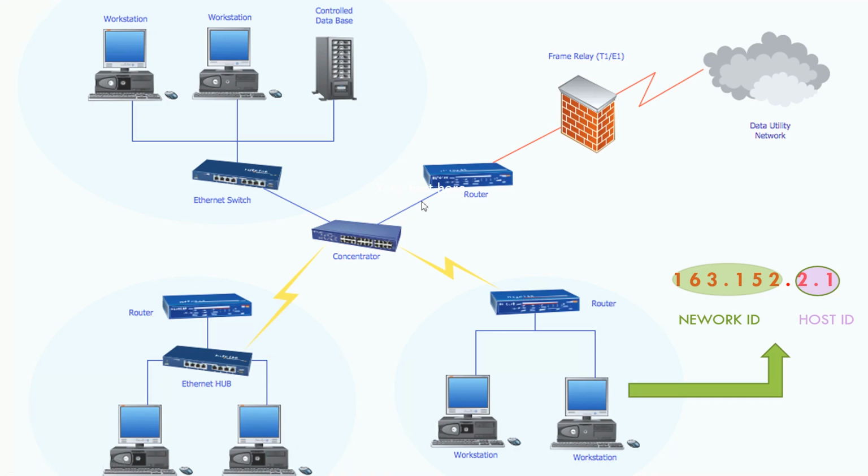For example, we take the IP address of this PC, which is connected to the server. Let's suppose its IP address is 163.152.2.1. Since it belongs to the second class, we'll talk about classes later. This belongs to the second class, so the first two portions describe its network ID, and the second portion describes its host ID. The first describes which network you belong to, and this portion describes your host ID or host number.